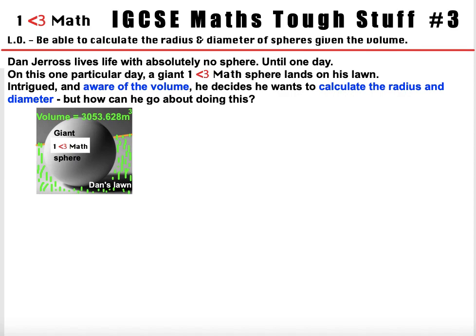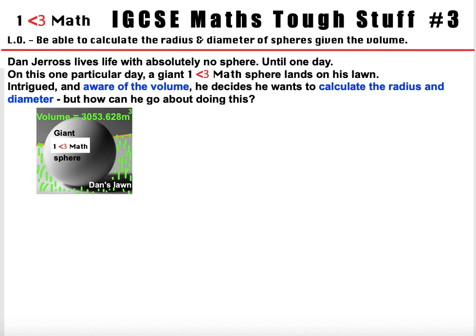So again, we have an exam style question. Dan Jaros lives life with absolutely no sphere until one day, a giant 1 less than 3 math sphere lands on his lawn. Intrigued and aware of the volume, he decides he wants to calculate the radius and the diameter of the sphere. But how can he go about doing this?